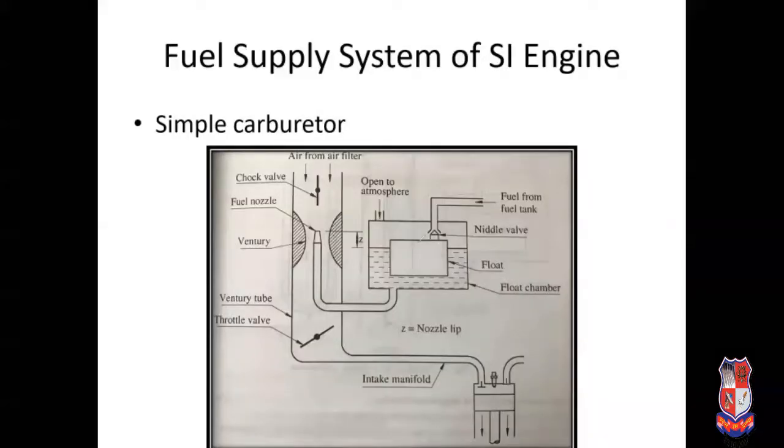In the float chamber, the level of fuel is always maintained constant. And how is it maintained constant? To maintain the fuel level constant, there is one float. You can see there is one float, and there is one needle valve which is connected to the fuel tank line.